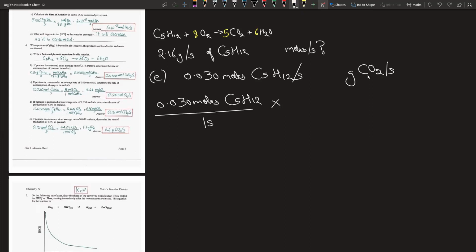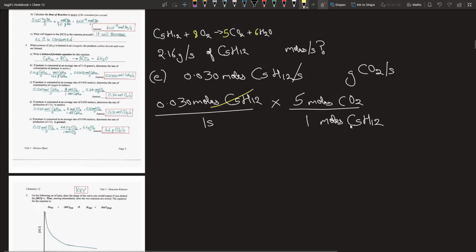We want to change it to grams of CO2, but we cannot go from moles of C5H12 to grams of CO2 in one go. We're going to have to go from moles of C5H12 to moles of CO2 first. So I put my moles of C5H12 at the bottom. And the number in front is 1, and we want to go to moles of CO2, which is 5 moles of CO2. What happens over here is your moles of C5H12 cancels.